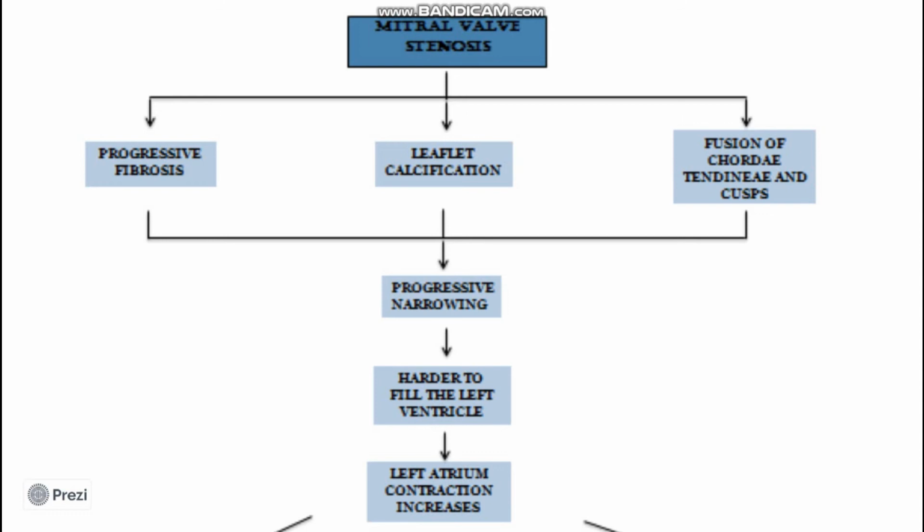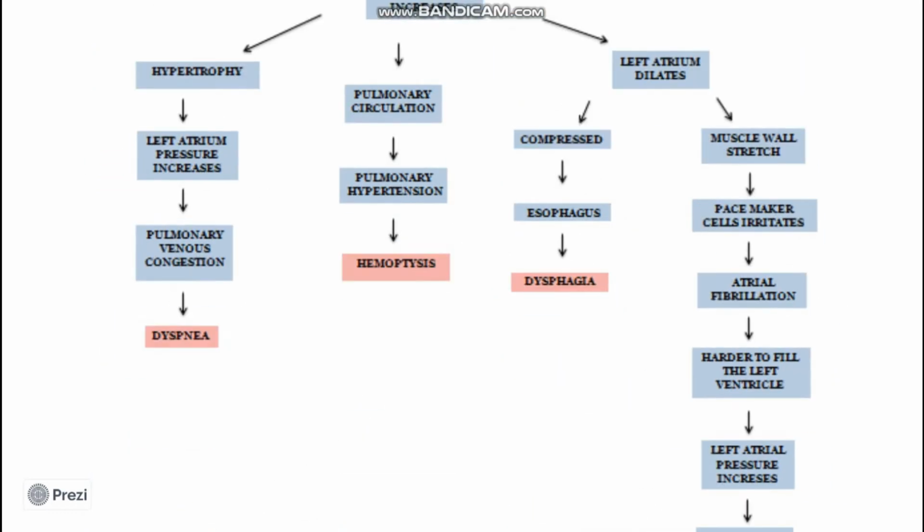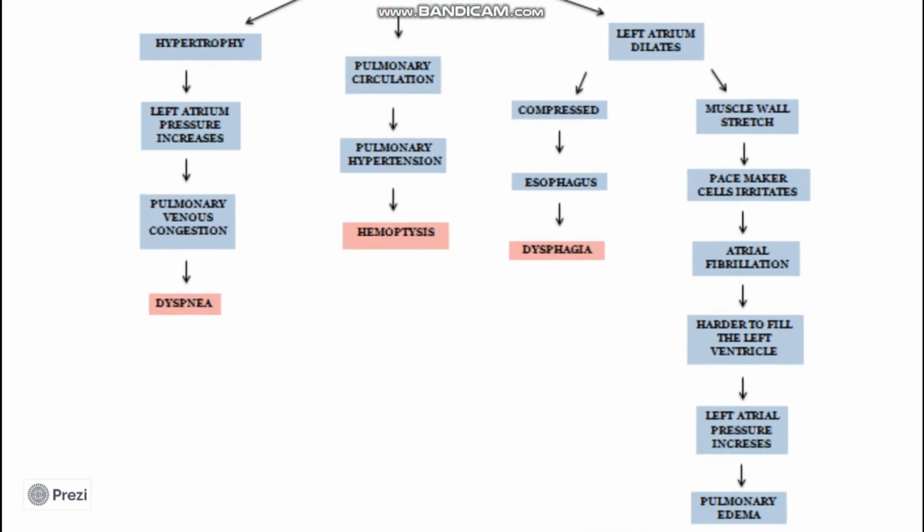These factors can result in progressive narrowing, and due to the narrowing of the mitral valve, left ventricular filling is affected, so the left atrium has to contract more. As a result, the left atrium will get hypertrophy and get dilated. Because of hypertrophy, the left atrial pressure is increased, and because of this, pulmonary venous congestion occurs that causes dyspnea. Due to the dilated atrium, atrial fibrillation occurs that can cause stroke, transient ischemic attack, and embolism.